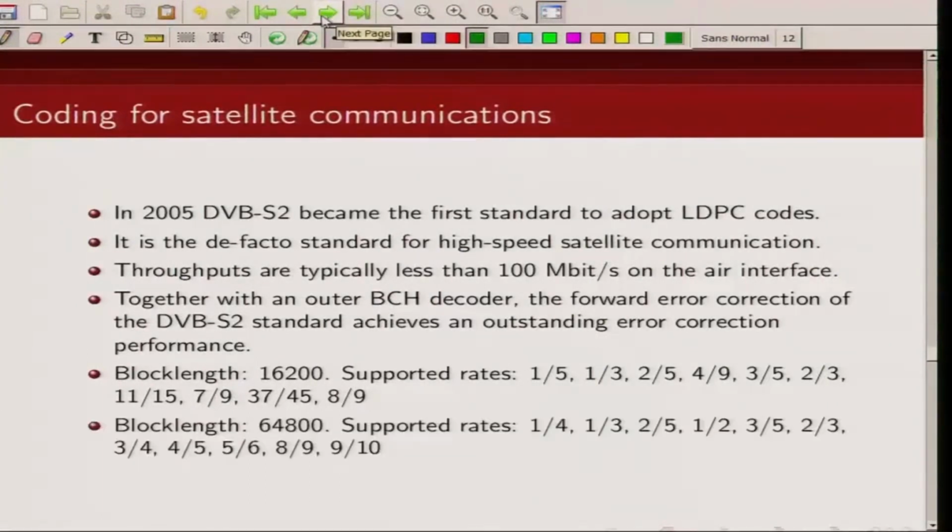and it can support a variety of block sizes. It can support a block size of 16,200, and these are the various code rates that have been supported, LDPC codes of these rates. Similarly, for a block size of 64,800, these are the various code rates that are supported in this standard.